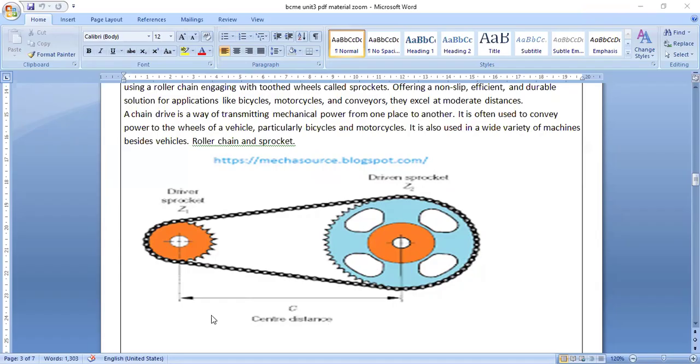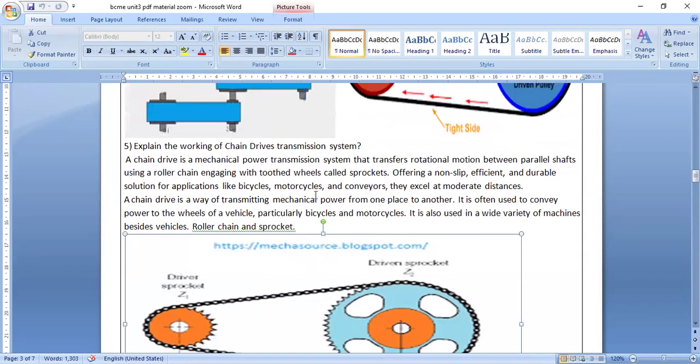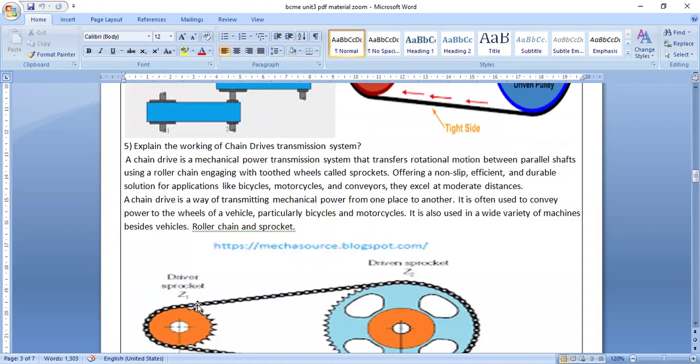Here also, this is the center distance. Power is transferred from the smaller gear to the bigger gear, but only up to a limited distance. The chain drive system is a mechanical power transmission system which transfers rotational motion between parallel shafts. These are the parallel shafts, one shaft and a second shaft, with a roller chain engaging with toothed wheels called sprockets.